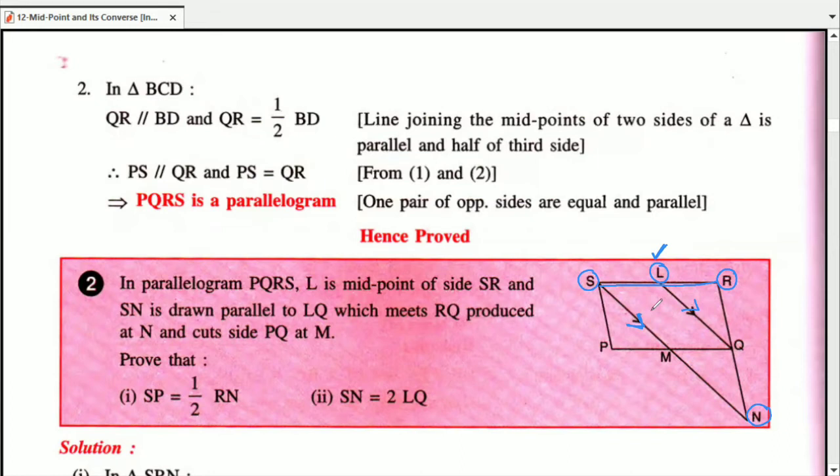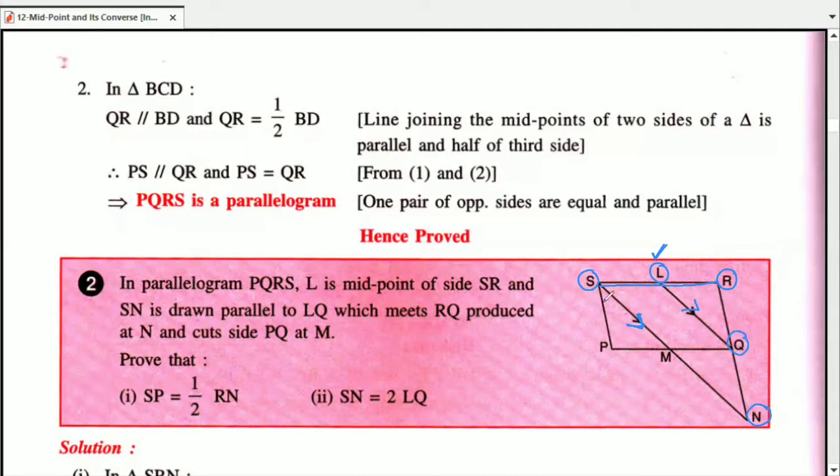So what is the conclusion of the converse of the midpoint theorem? If L is the midpoint of one of the sides of a triangle, and the line segment passing through this midpoint is parallel to the third side of the triangle, then the line segment LQ bisects the third side of the triangle. That means Q is also the midpoint of RN.